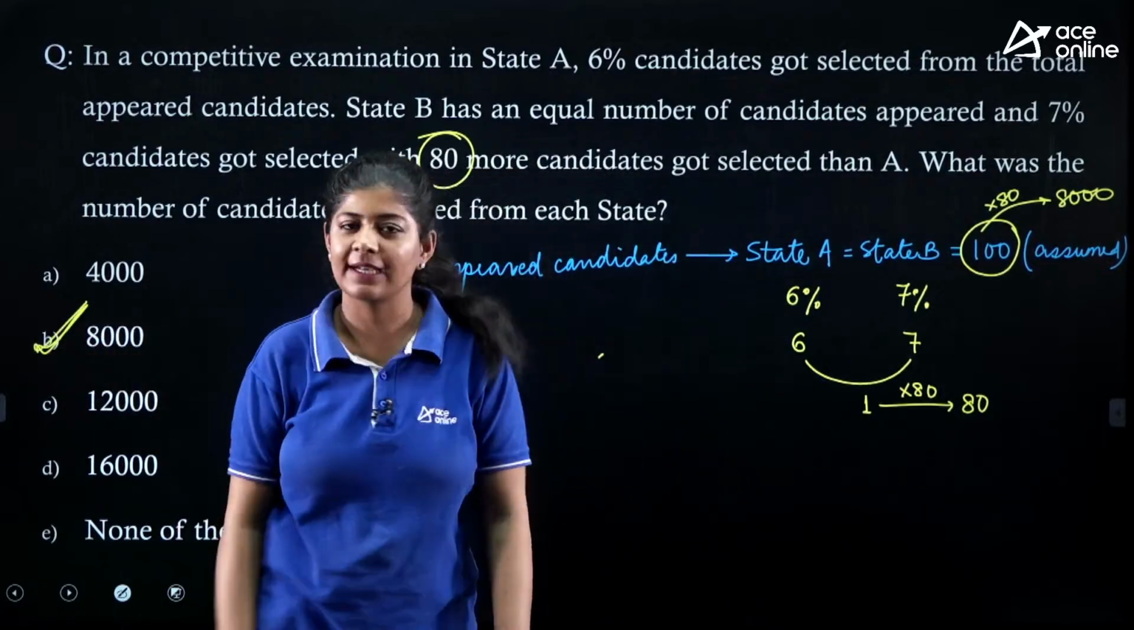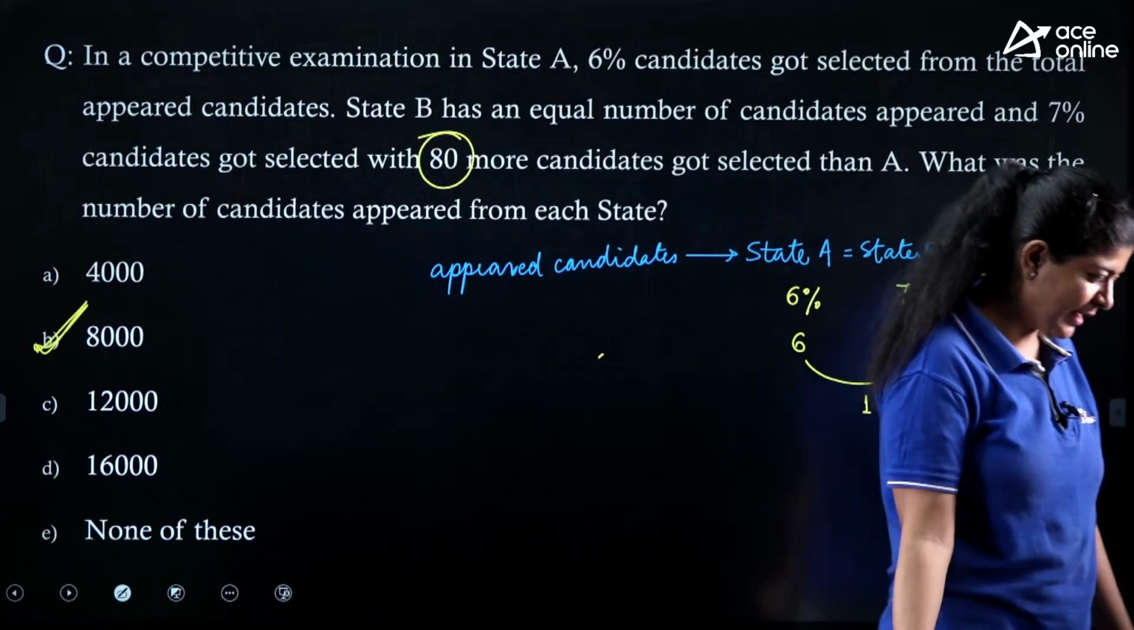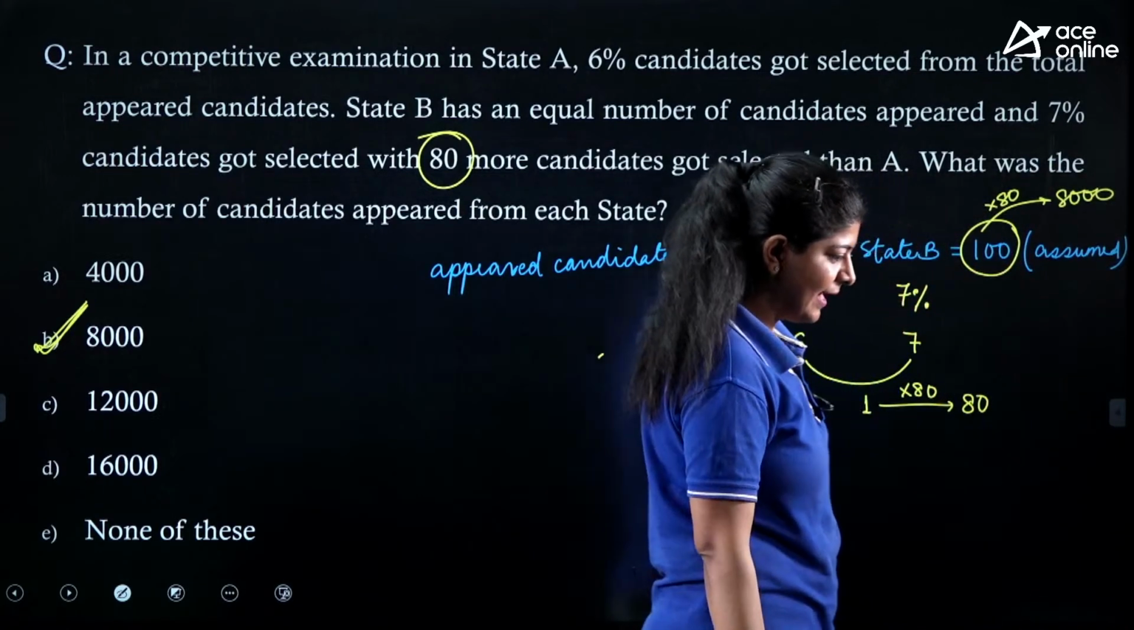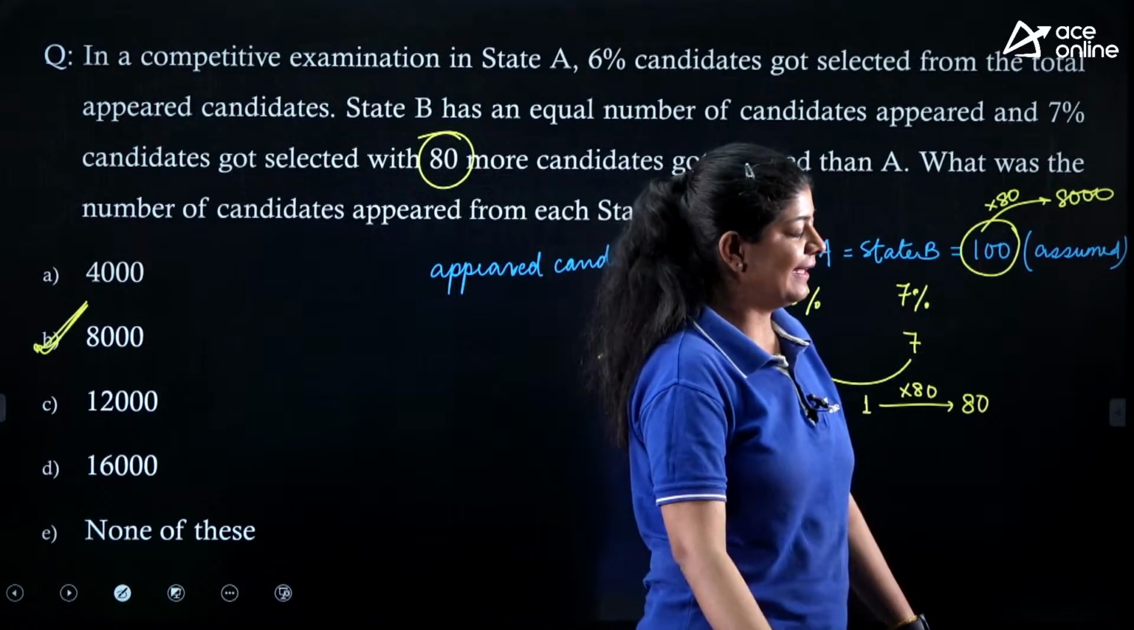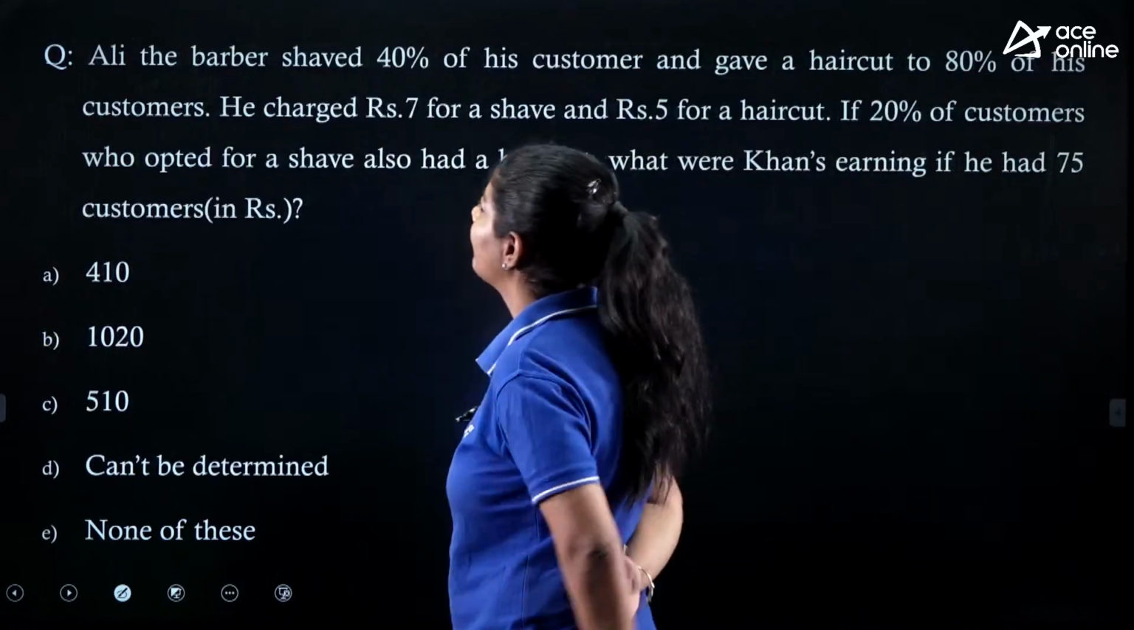Option number B is the correct one. Very good, Rakesh, Malika, Arjun, Deepak and Mridhan. Very good. And the correct answer over here is 8000. It's very easy, right? Next.